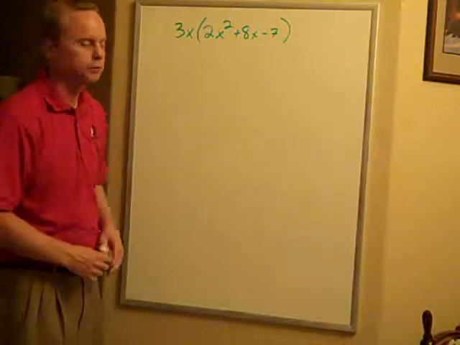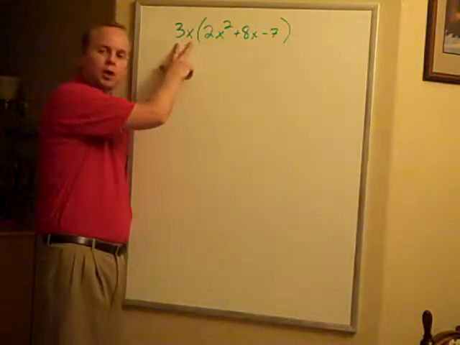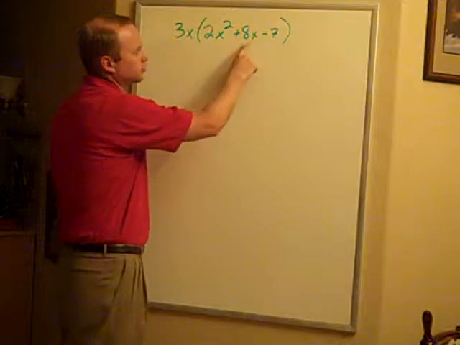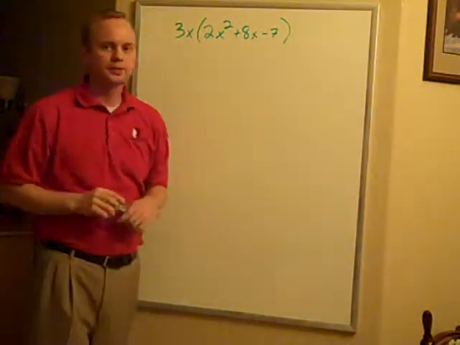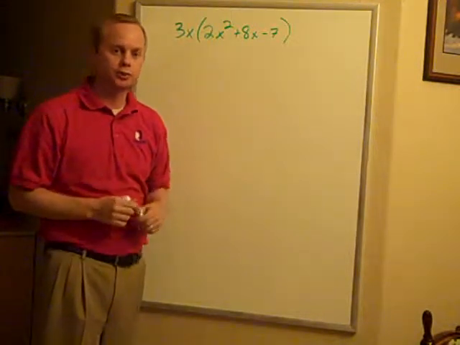We're multiplying polynomials right now. And this is a monomial, it has one part. This here is a trinomial, so it has three different parts. Okay, now if I want to multiply this, all we're basically doing is using the distributive property.